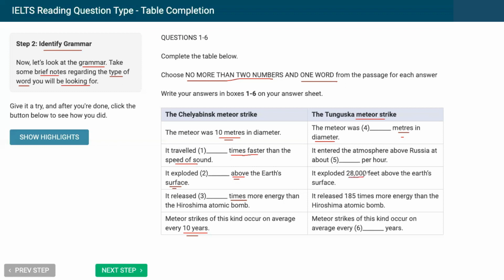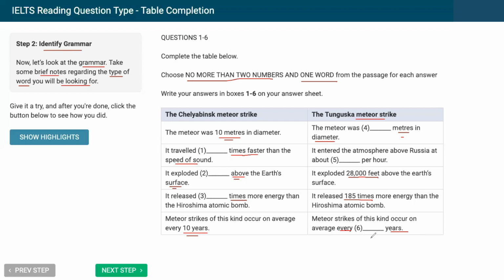And here, 28,000 feet, we see another number. 185 times, we see another number. And then number 6, meteor strikes of this kind occur on average every blank years. And so the fact that we see every and years is an excellent clue that this will be a number as well. Wow, 1 through 6, they're going to be numbers. So this is great. We've already identified what we need. They're all nouns in this case because they're all numbers.